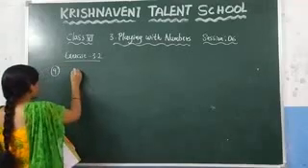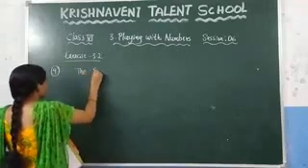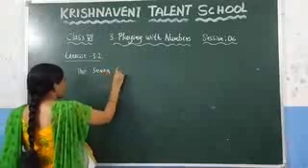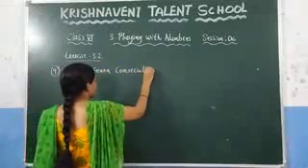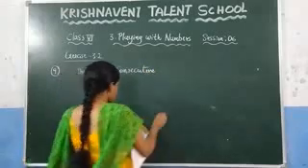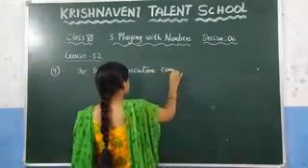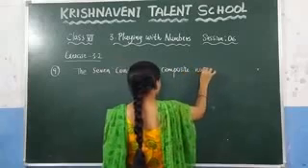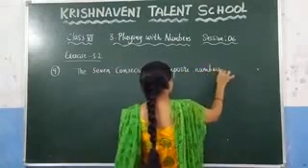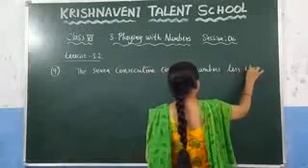Here, what is the question given here? The 7 consecutive composite numbers less than 100.